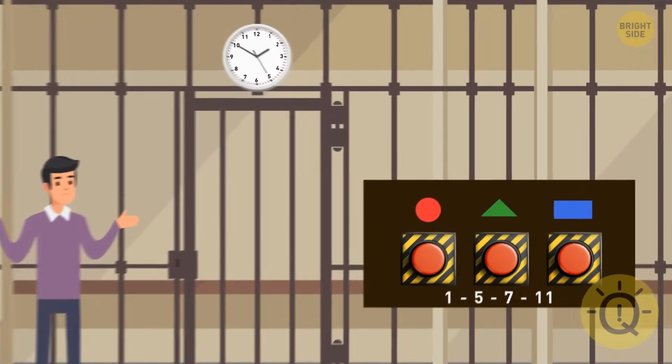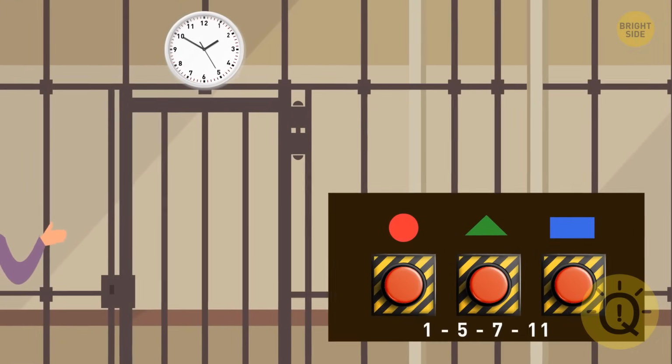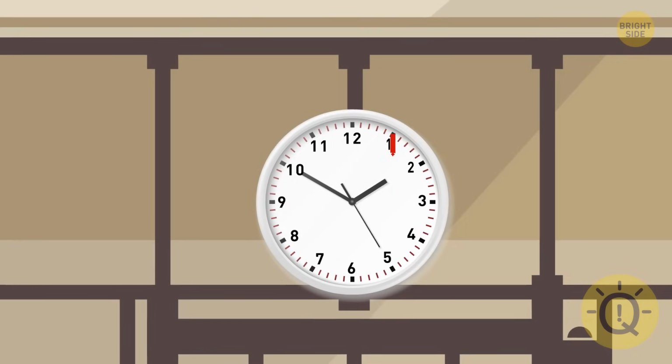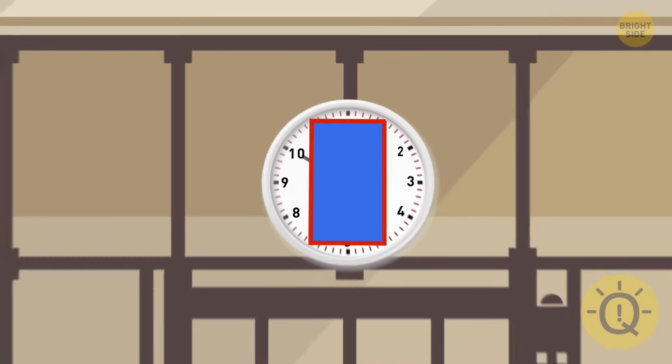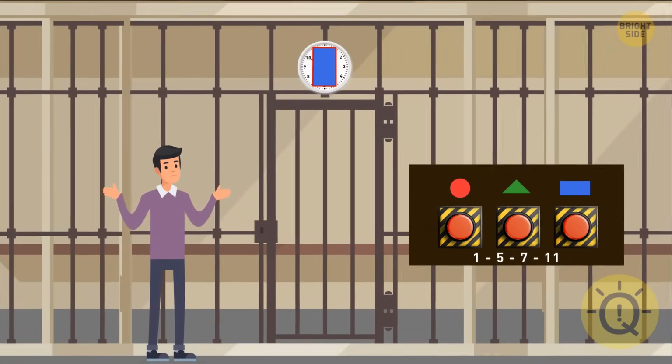You might have noticed that there's a clock right above the door, and it's there for a reason. If you draw lines connecting 1, 5, 7, and 11, you will get the shape of a rectangle. So Spencer should press the button with a rectangle on it.